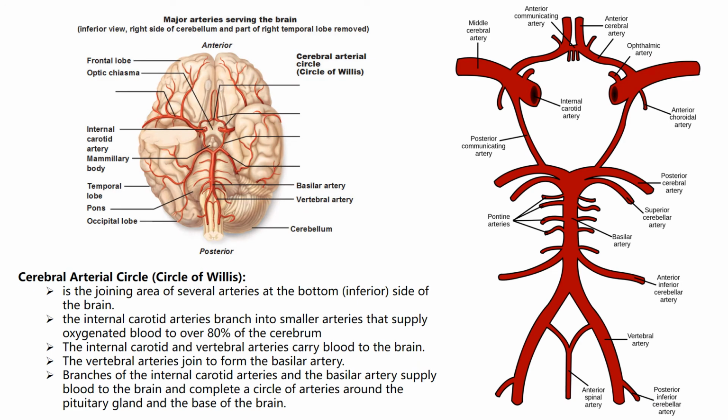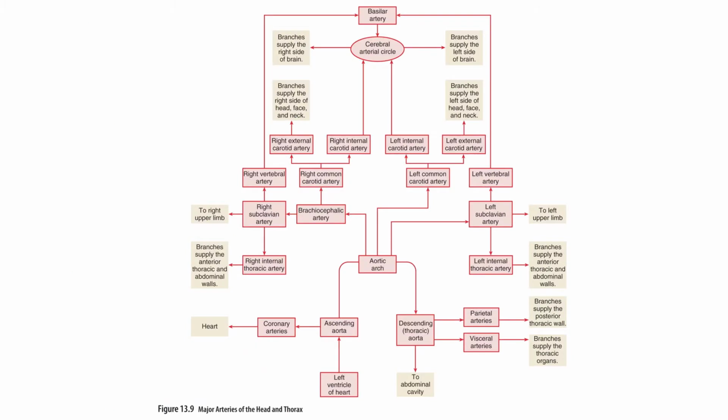Your internal carotid arteries, by the way, supply blood to your brain, and your external carotid artery supplies blood to your neck and face. What you can see in the image on the previous slide: the internal carotid artery is for the brain, and the external is for the neck and face.